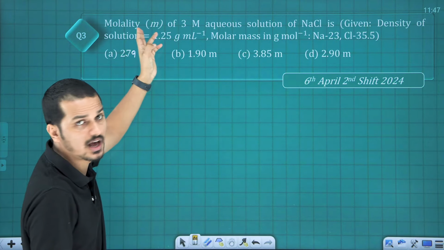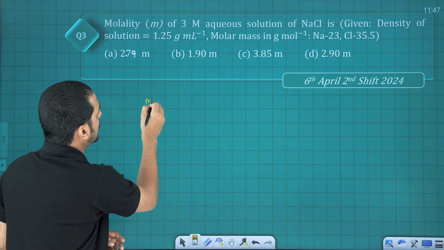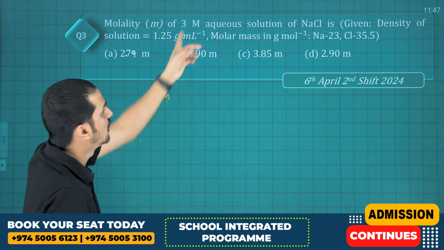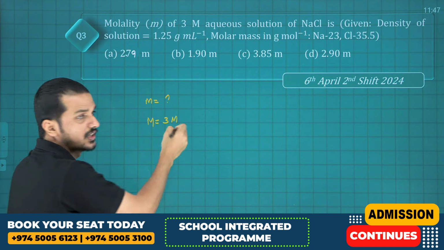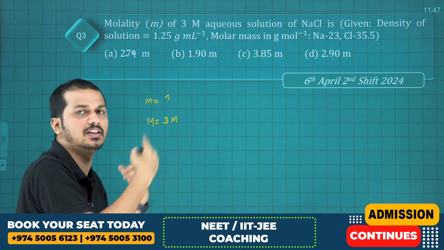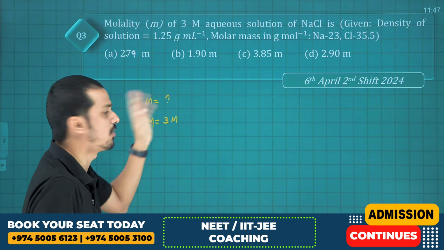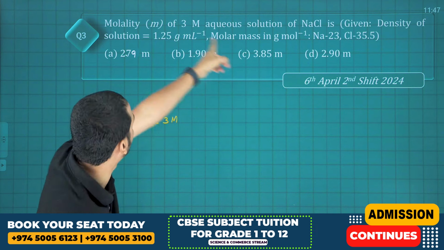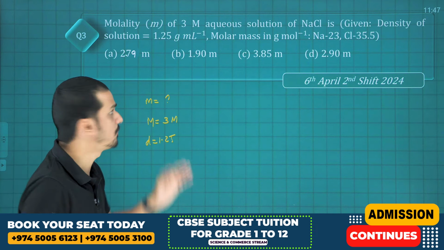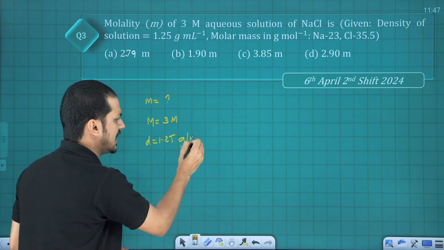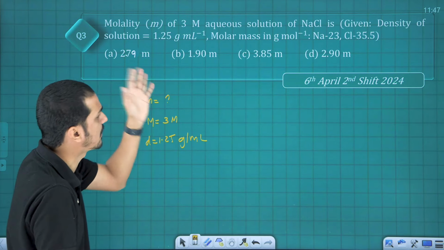This is the question. Molality is given, and we have to find molality for a 3 molar solution. Molarity is given as 3 molar. In the previous question molality was given and they asked for molarity. Here molarity is given, molality they are asking. Density is given, equal to 1.25 gram per milliliter. It's an NCERT question.